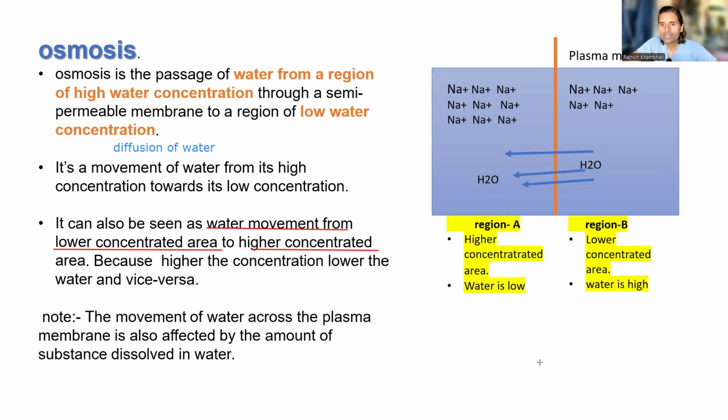So over here, the water is moving in reverse. The water is moving from region B to region A. Remember? Region A to region B. No, region B to region A. Meaning from lower concentrated area to higher concentrated area.